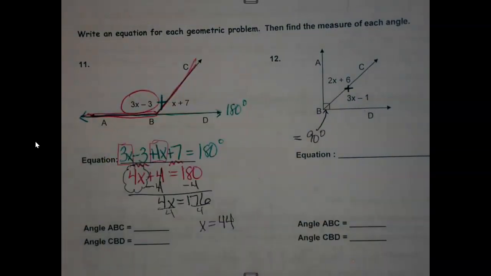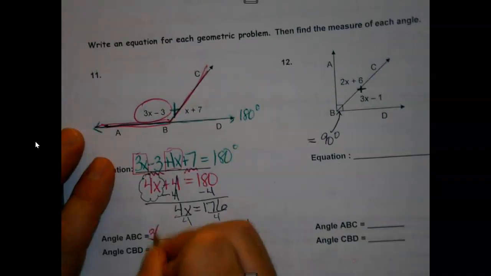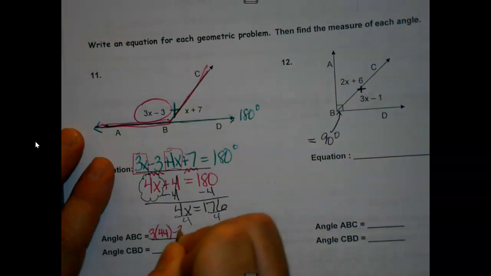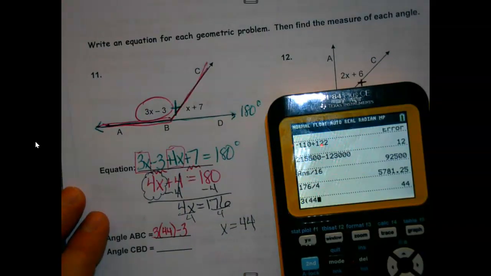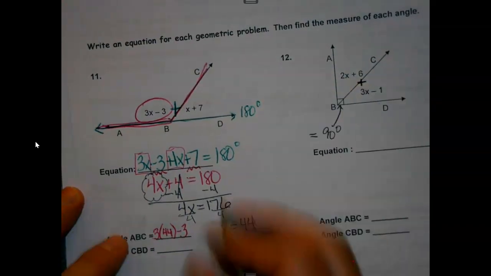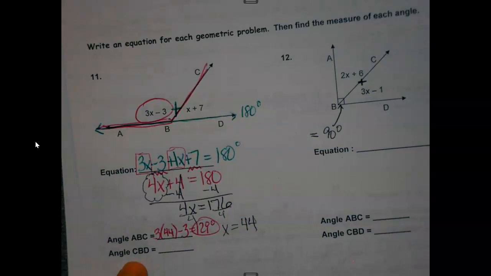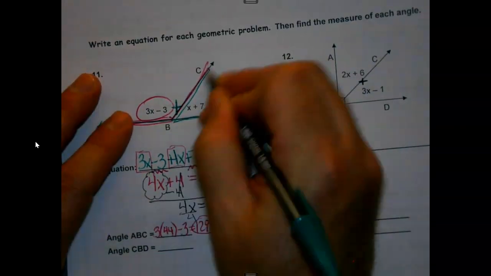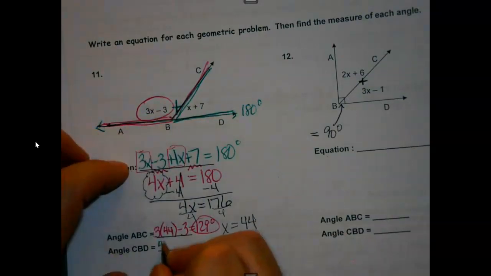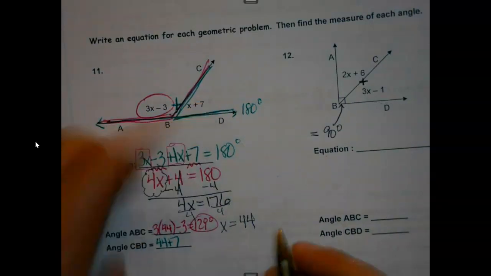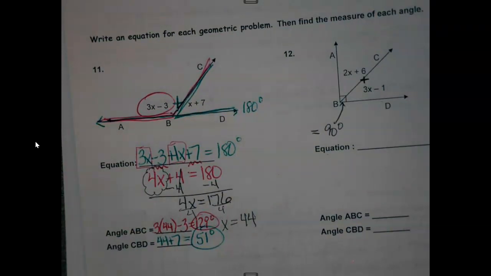angle ABC, we're plugging the 44 back in here. So we've got 3 times 44 minus 3, because I'm substituting my x value back in. 3 times 44 minus 3. 129. And then for CBD, I'm plugging it back into this x plus 7. So 44 plus 7. And I get my two angle measures.